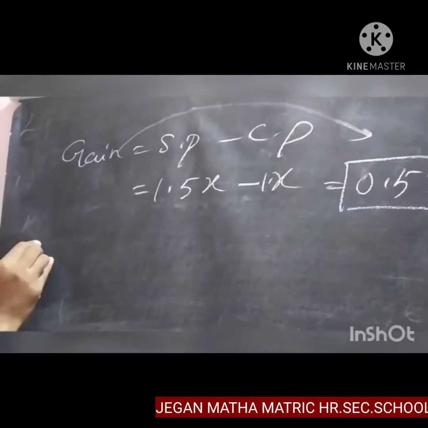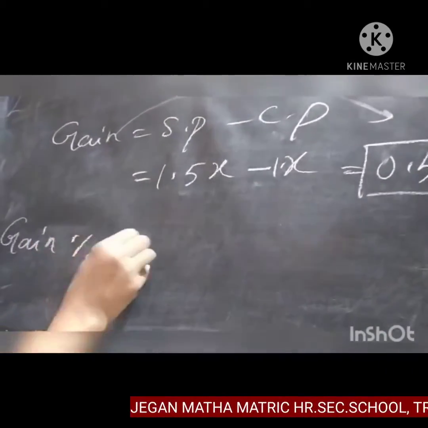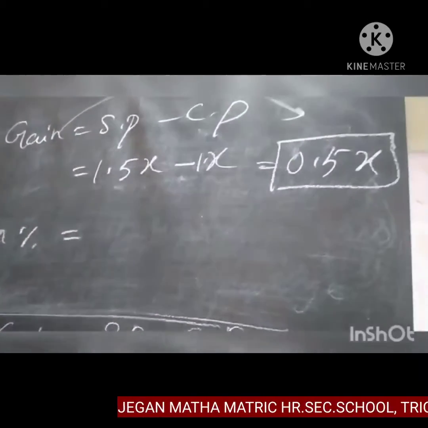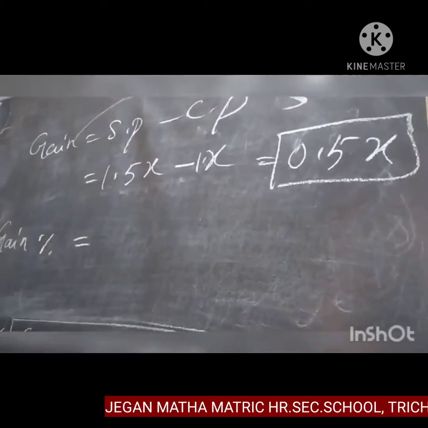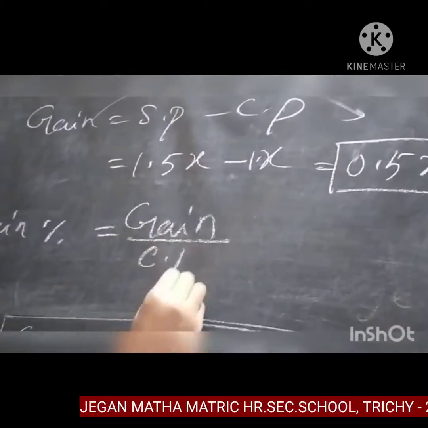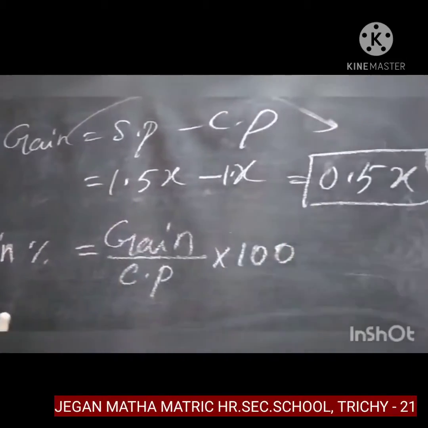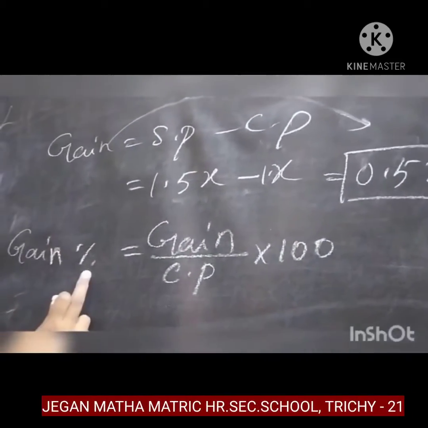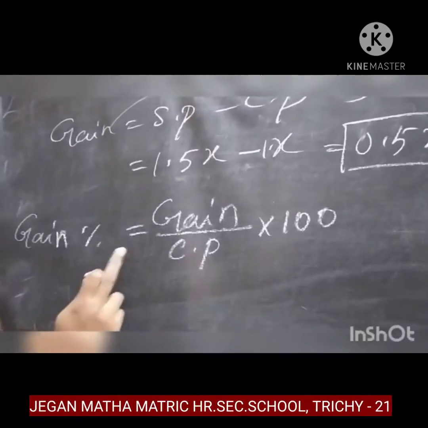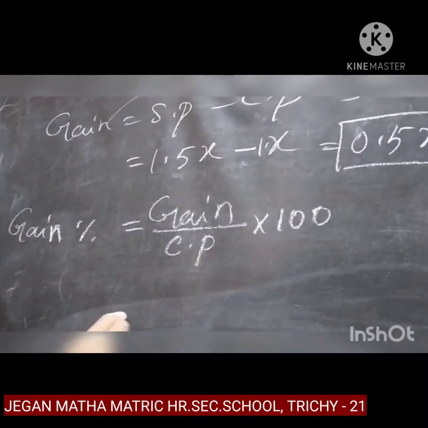So we want to find out the gain percentage. The formula for the percentage of the gain is gain divided by CP into 100. Gain equals 0.5X. So to find the gain percentage, the formula is gain percentage equals gain divided by CP, that is cost price, into 100.